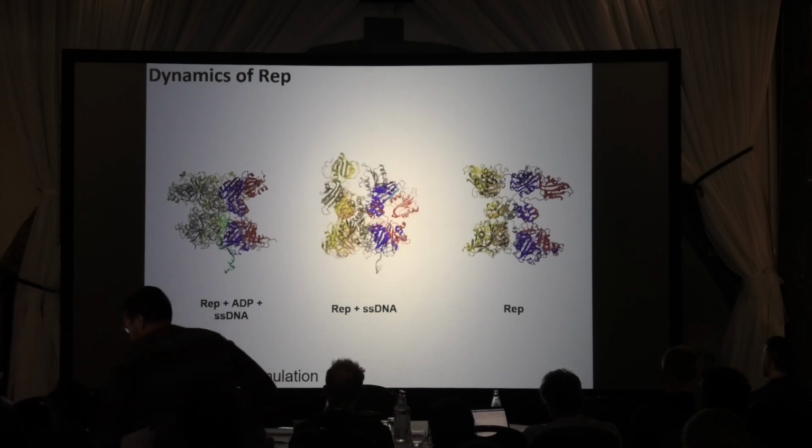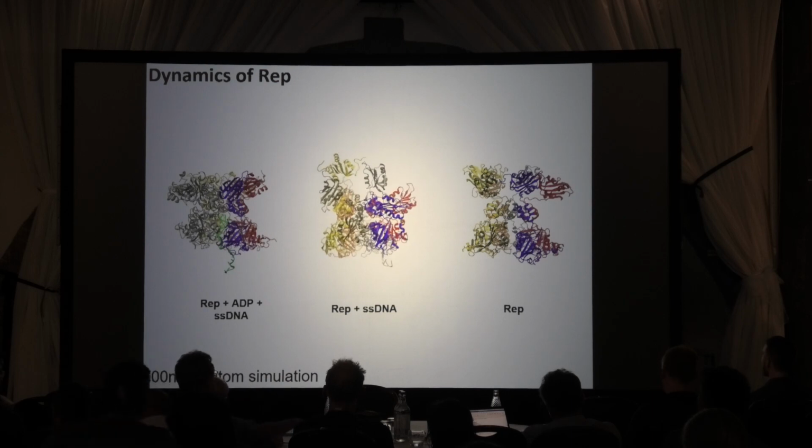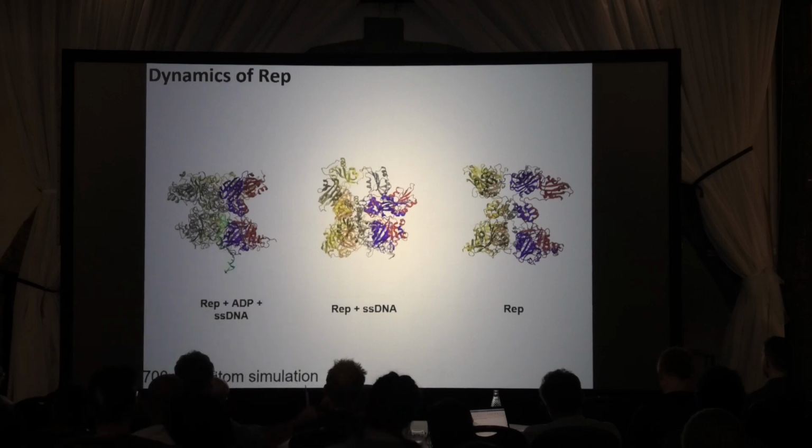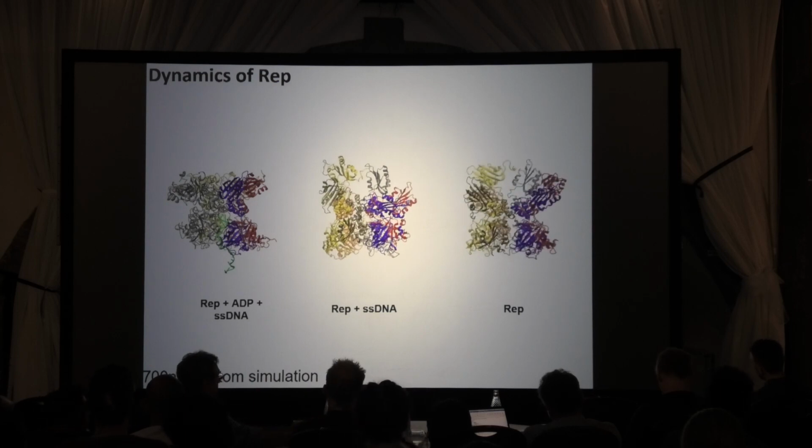So what is the first question? Well, if MD is going to work, we need a control. The control is, does Rep bound to ADP plus ssDNA generate the structure that we have? Is it comparable, or is it completely different? So as you can see, after 700 nanoseconds, you still maintain that staircase arrangement. So that says that, yeah, the control is working, so this is probably a way to go forward.